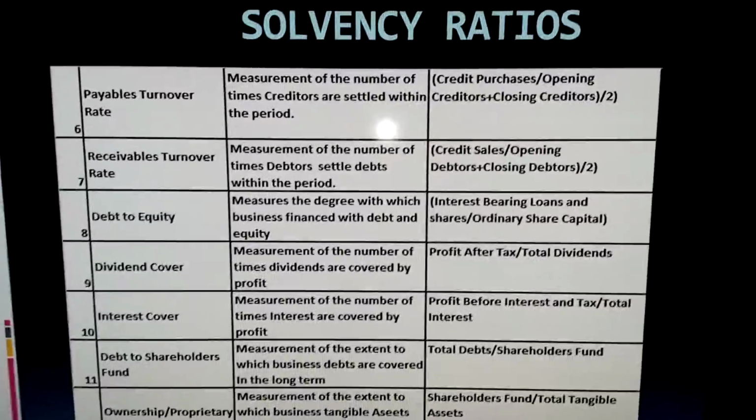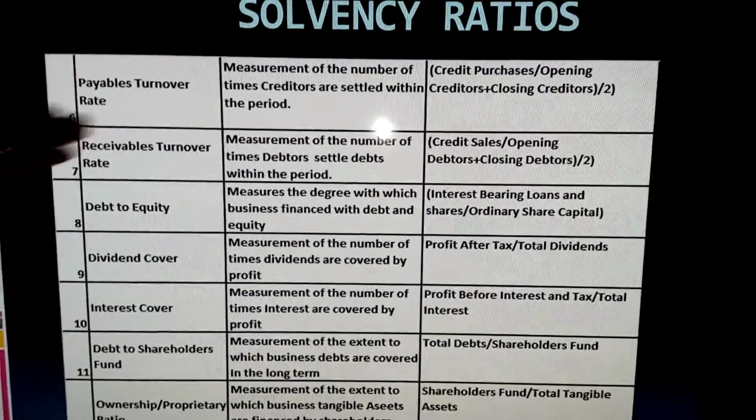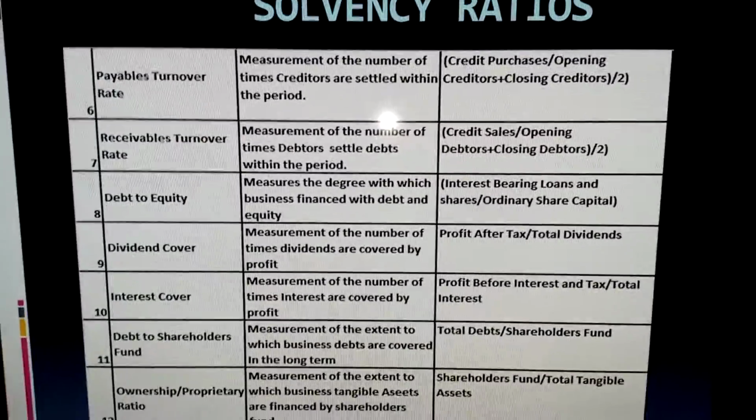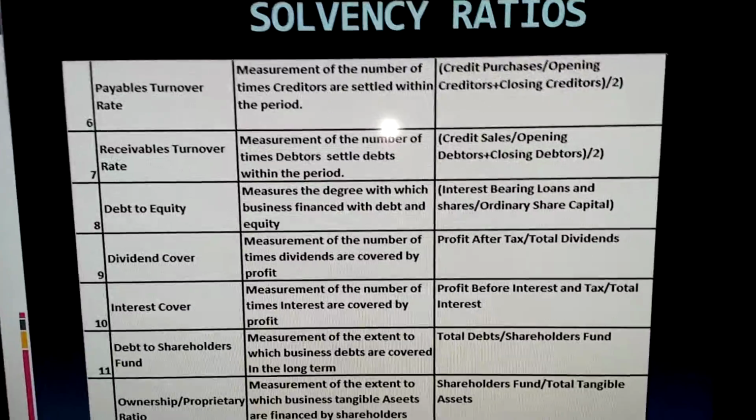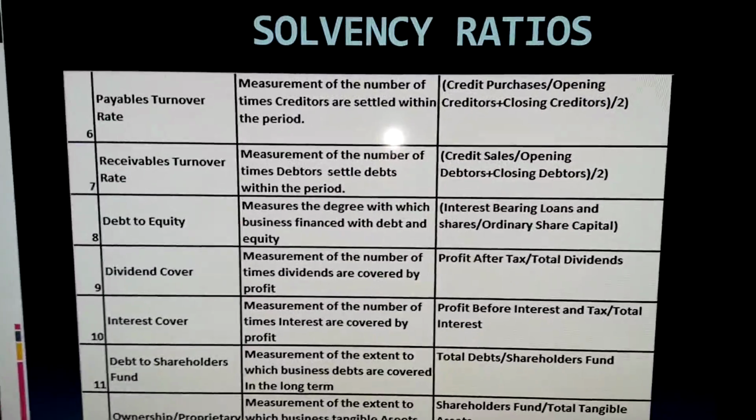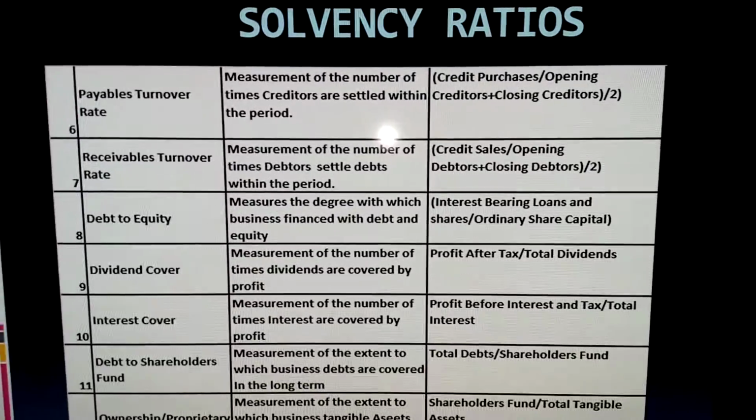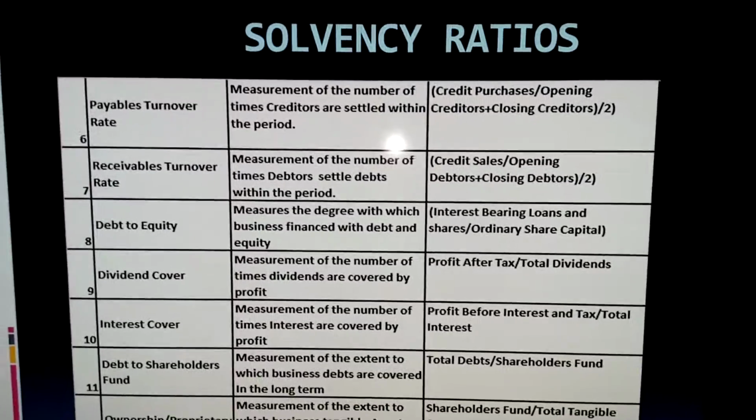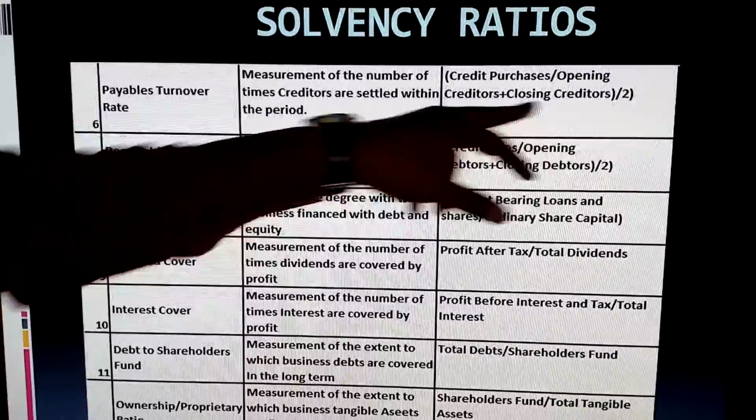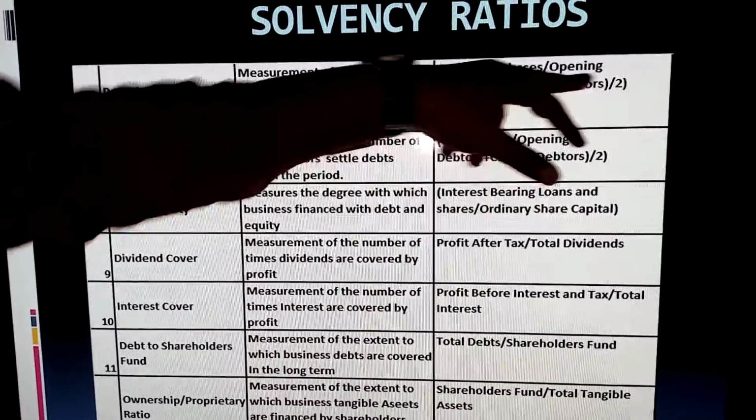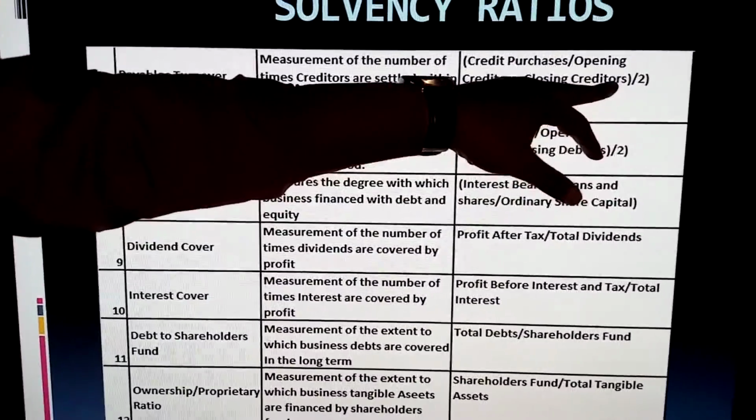So let's continue. Solvency ratios, payables turnover rate. The number of times creditors are settled within the period. What I'm saying is, have you paid creditors 2 times, 3 times, 4 times, 5 times in this year? You want to know that with the payables turnover rate. So what do we do? Credit purchases over average creditors. That's opening creditors plus closing creditors divided by 2.